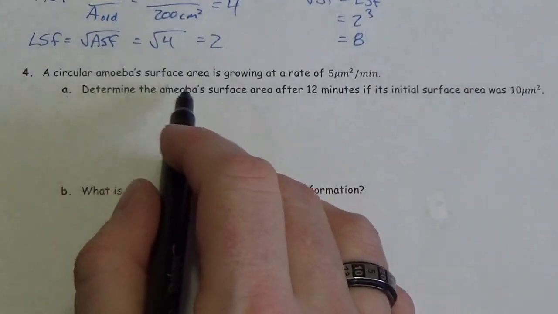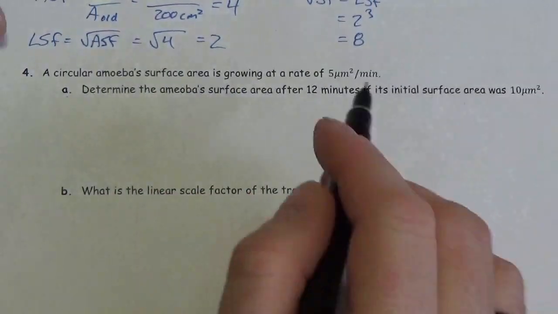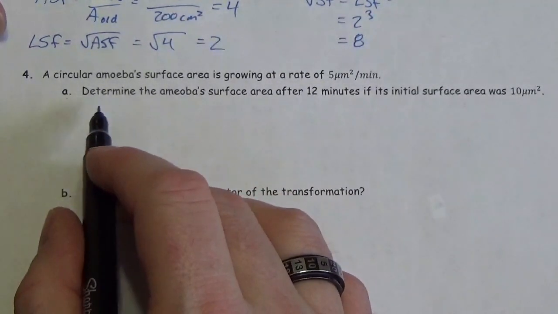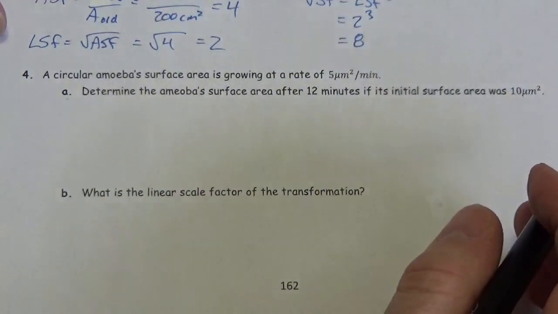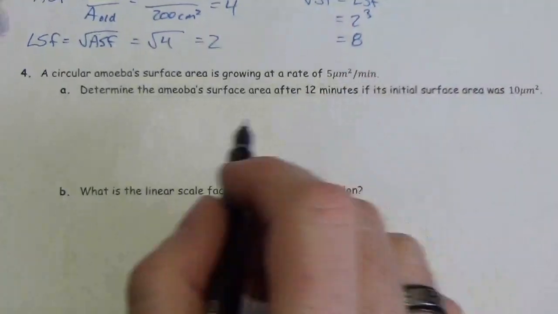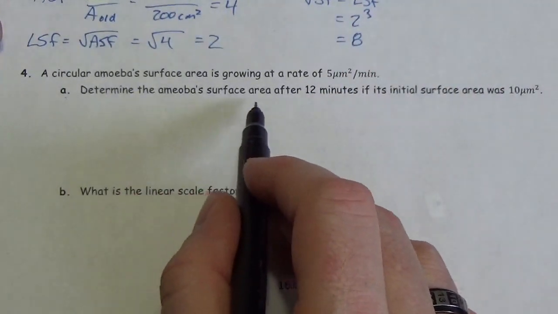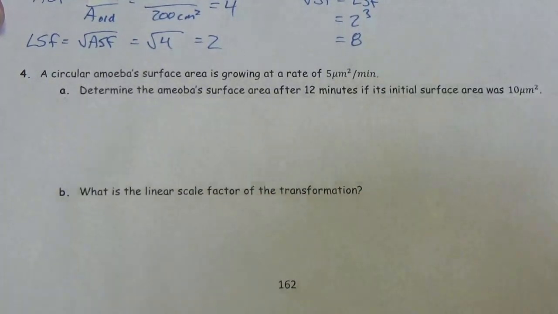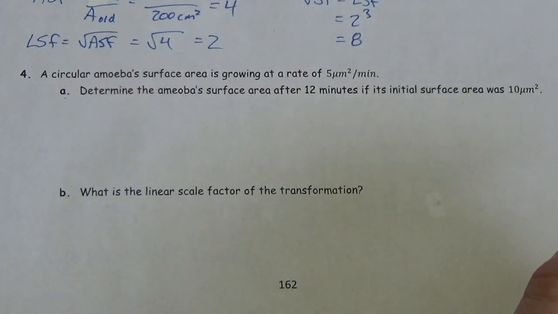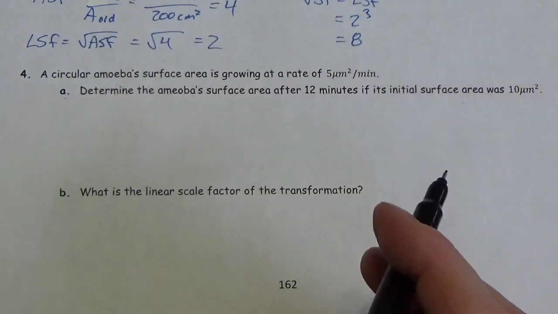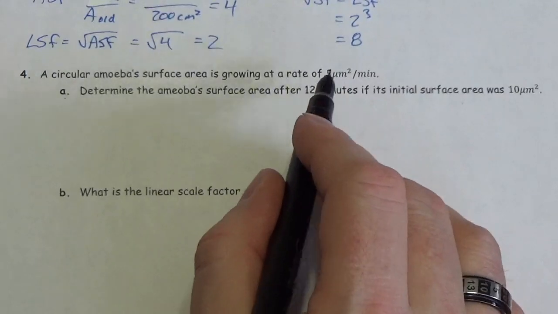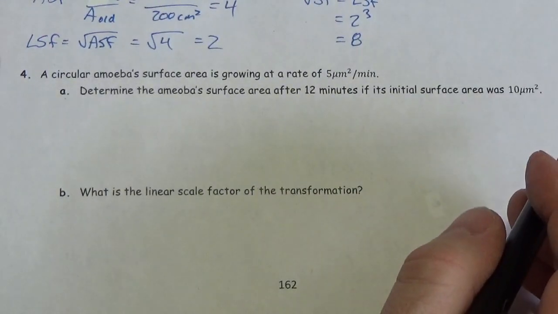A circular amoeba's surface area is growing at a rate of 5 micrometers squared per minute. Determine the amoeba's surface area after 12 minutes if its initial surface area was 10 micrometers squared. Okay, well, let's just figure this out here. We know that it's increasing by 5 micrometers squared per minute.